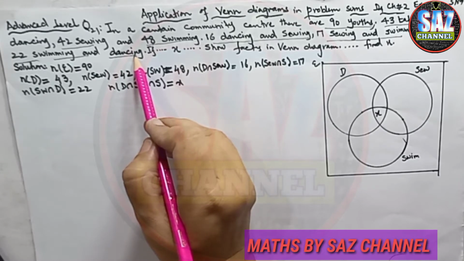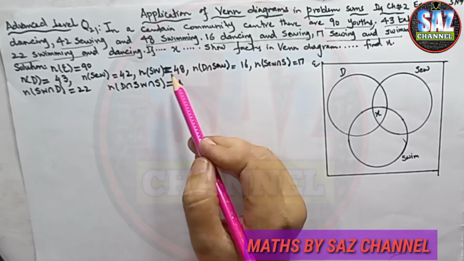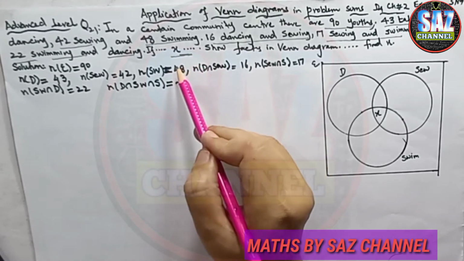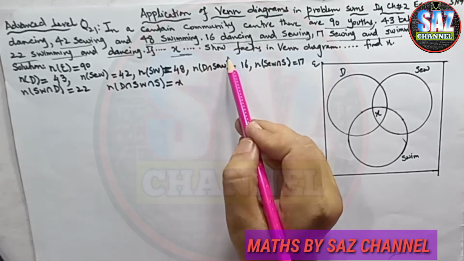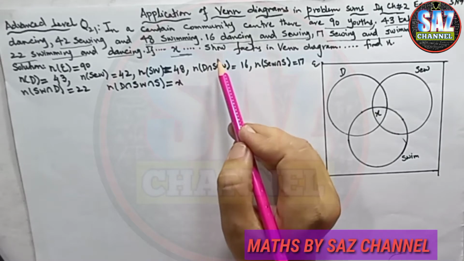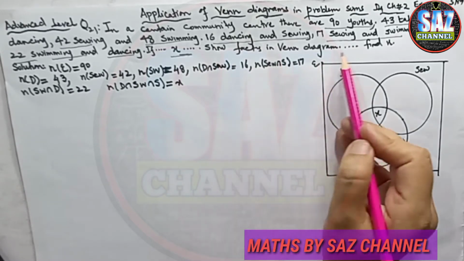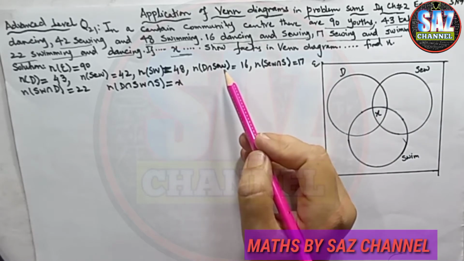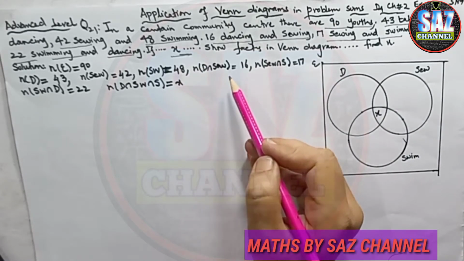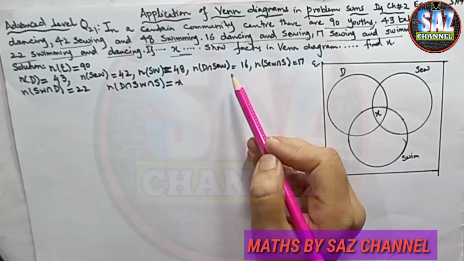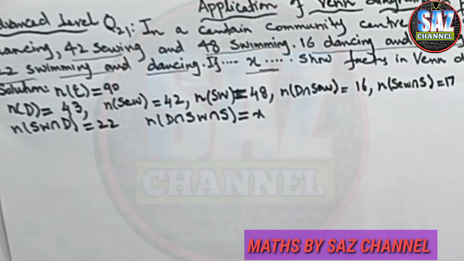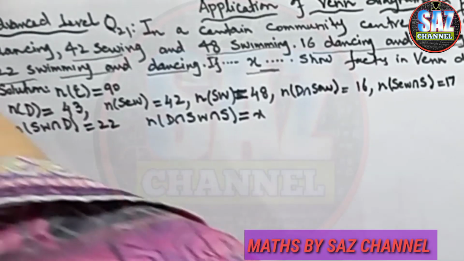If each takes up at least one of the activity, and X youths take up all three activities, express these facts in Venn diagram, show clearly the number in each separate region in terms of X, and form an equation that is satisfied by X, and hence find the value of X. Now let's move to the solution of question.